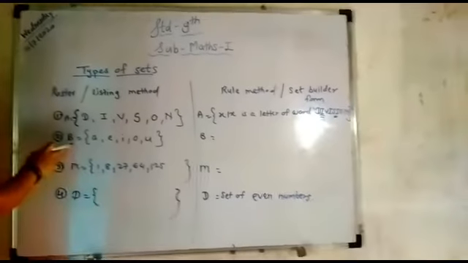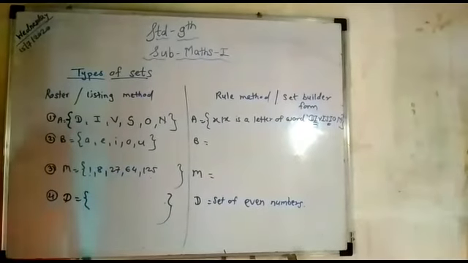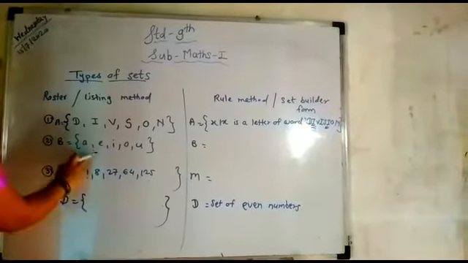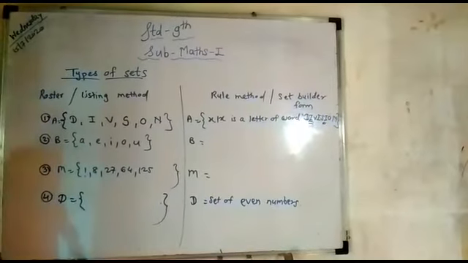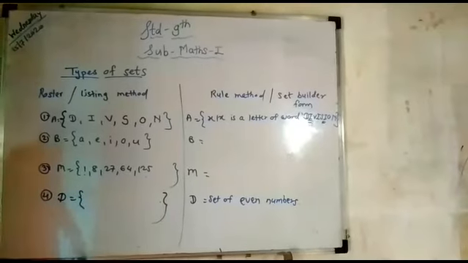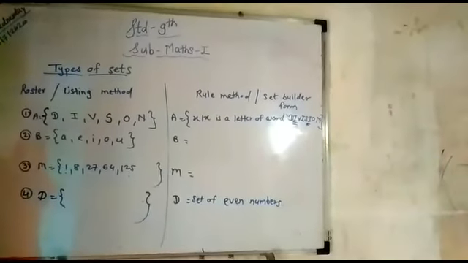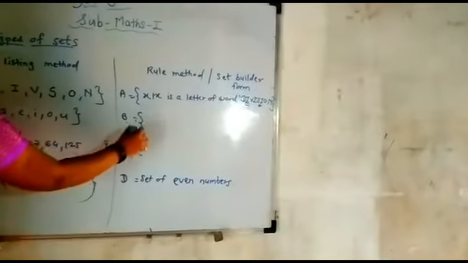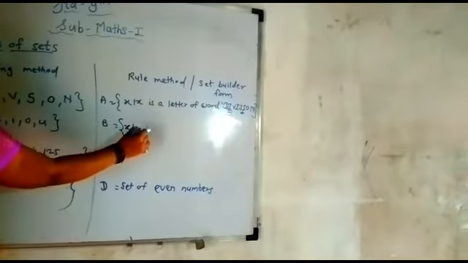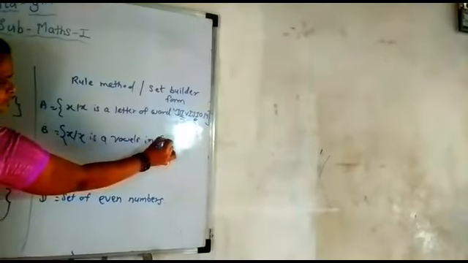Then in roster method, for example, in curly brackets A, E, I, O, U. All of you know A, E, I, O, U are the vowels in the English alphabet. These vowels we convert into the rule method. How to? In this type we can write x oblique x is a, directly write here, vowels in English.